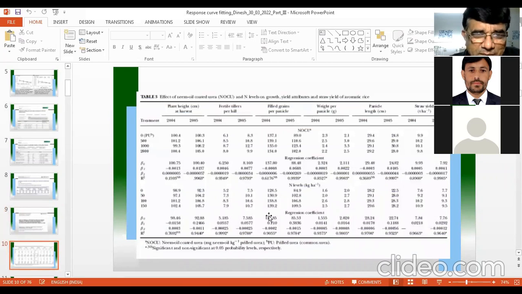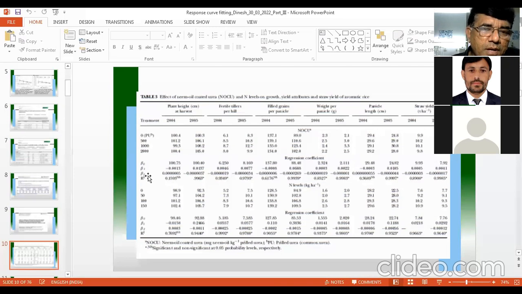It's not very clearly visible, but you can see the first column, treatment: 0, 500, 1000, 2000 ppm. This is the dose of neem oil by which prilled urea was coated. Coating was done with the prilled urea. Now you also have the levels of nitrogen: 0, 50, 100 and 150. So these levels of nitrogen were coated with this much of neem oil.